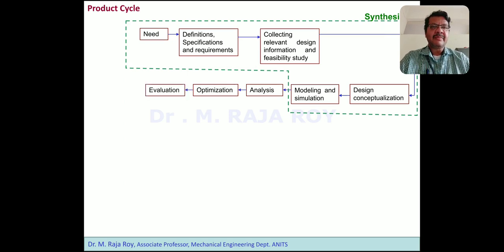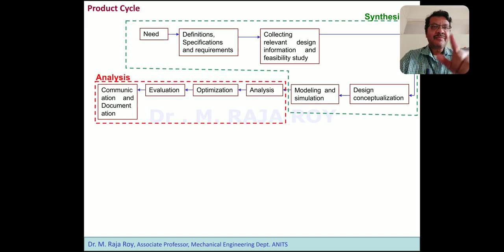Then evaluation. Once optimization is over, the final model is ready. Whether this final model matches the initial specifications or not, you can evaluate at this stage. Once evaluation is over, you can prepare the final document, that is the drawing. That drawing you can send to the shop floor for manufacturing purposes. This phase is called the analysis phase.